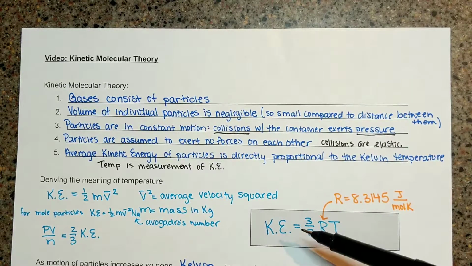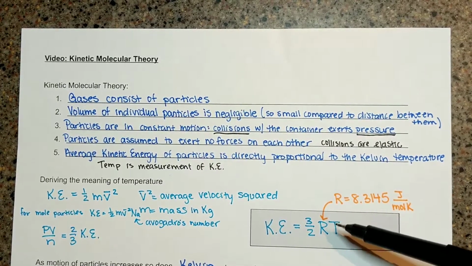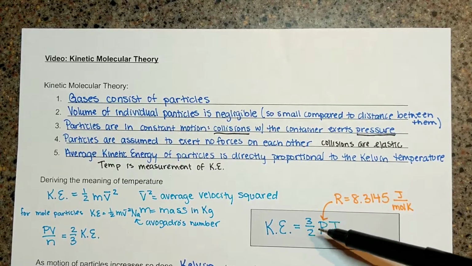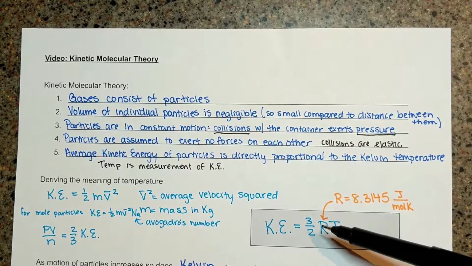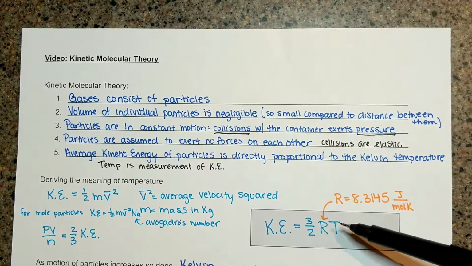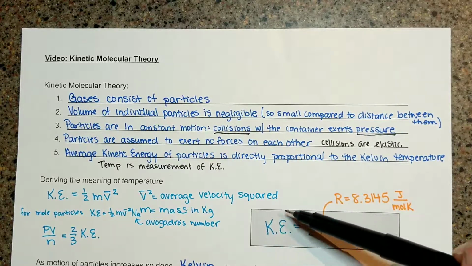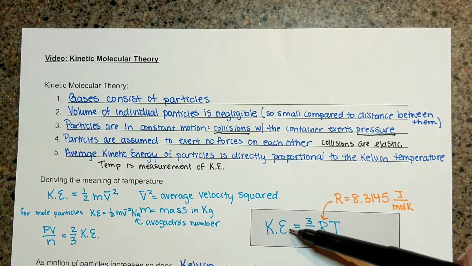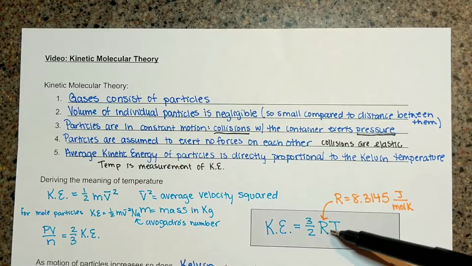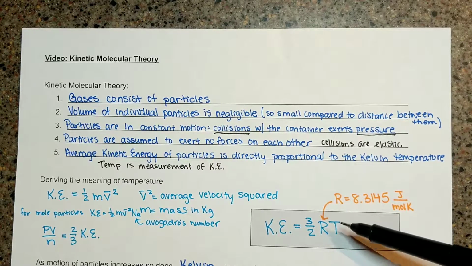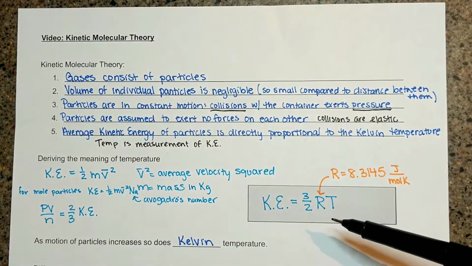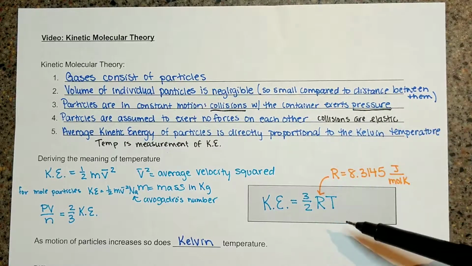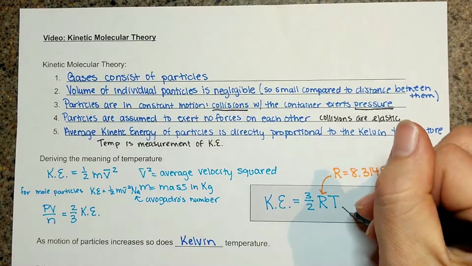So from this, we can see that as our temperature increases, this is a constant, this is a constant. So just help us make our proportionality. As temperature increases, so does kinetic energy. So as I have an increase in kinetic energy, my temperature increases. So temperature is a direct measurement of my energy, and temperature is in Kelvin.